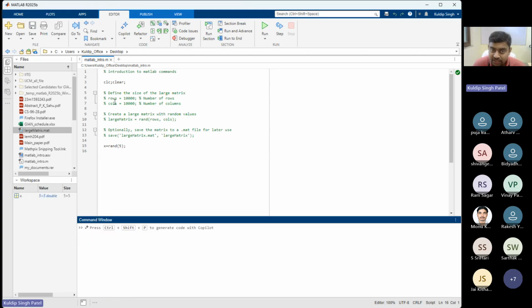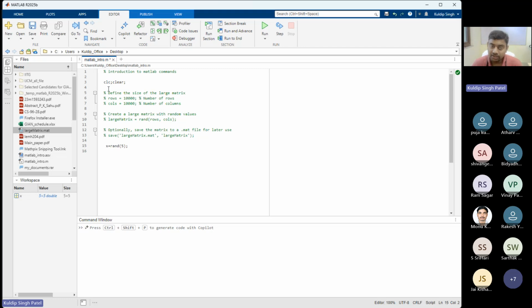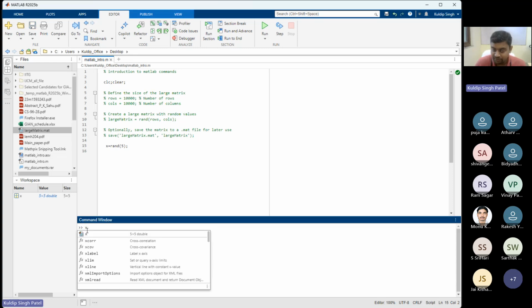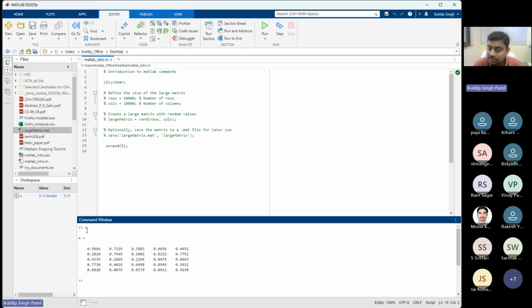So here you see, you have cleared everything in the command window, and you have cleared everything in the workspace. But you see, in the workspace, X is coming. Why? Because X you have defined here, right? So previous things are cleared. Now whatever you define, that will come in the workspace. It is a 5 cross 5 matrix. So what is X? We'll type X here and enter. You see, rand 5 means it will give a 5 cross 5 matrix.